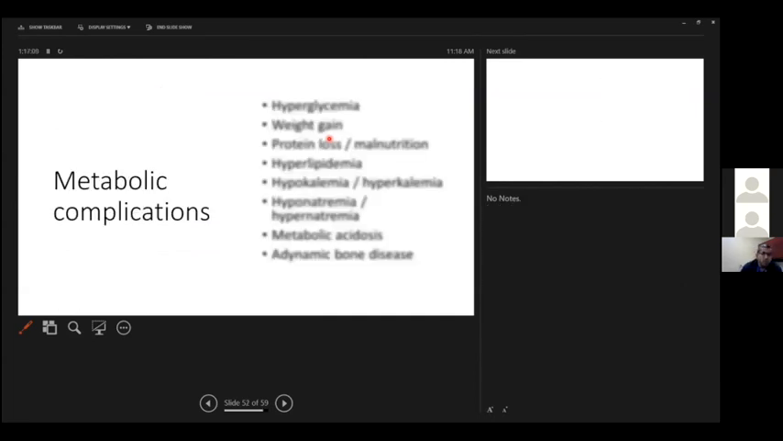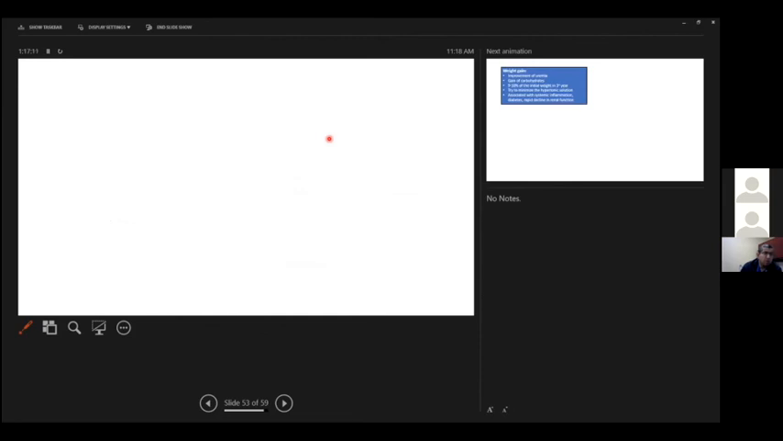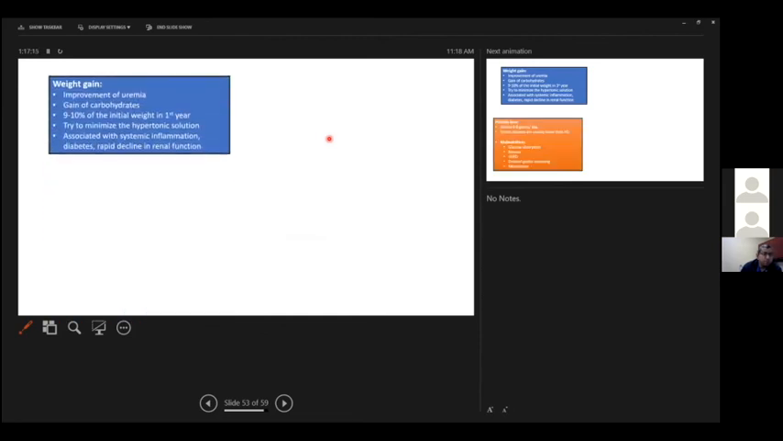Coming to the metabolic complications. So what are the metabolic complications that a patient can have? One thing is weight gain. Usually the patients gain weight within the first year, anywhere between 5 to 10 kgs, sometimes 13 kgs. It's associated with diabetes and rapid decline in renal function, and it has even been shown to be associated with mortality. So sometimes it's good when the patients gain weight, but it's not good if they have high diabetes or anything.